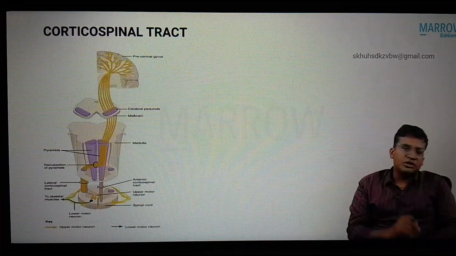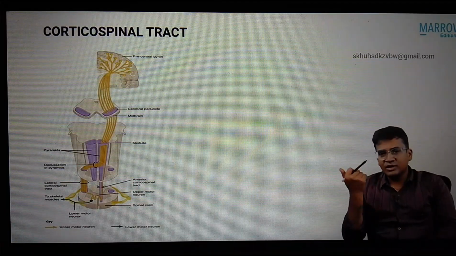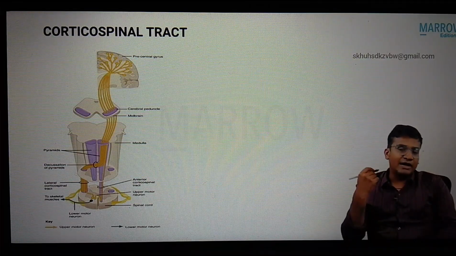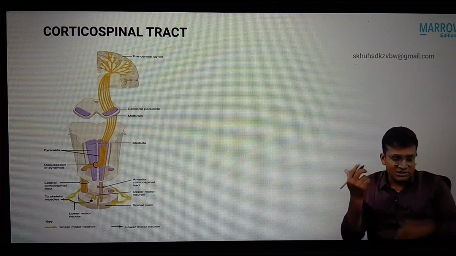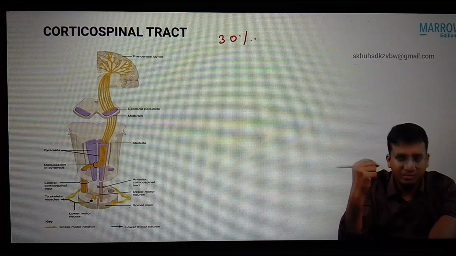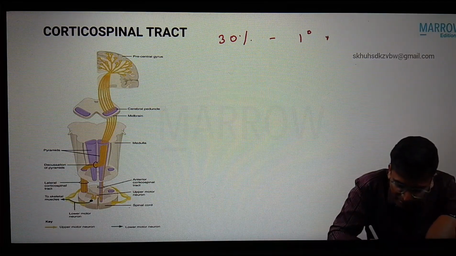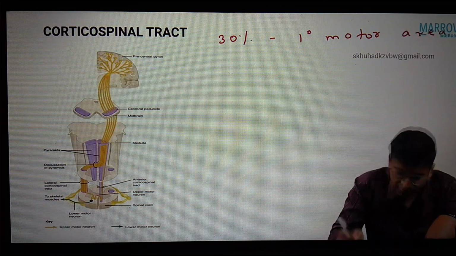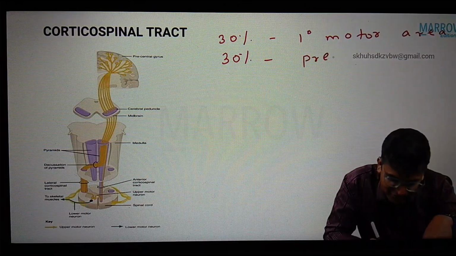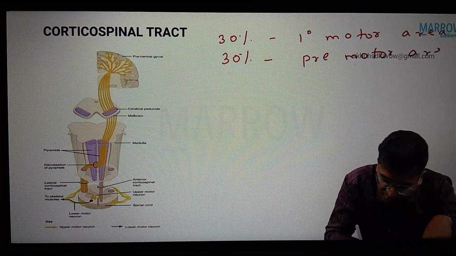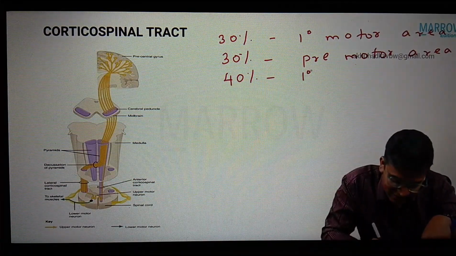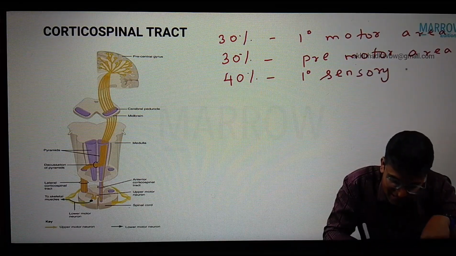Okay? Right. So now we're going to discuss the corticospinal tract and the corticonuclear tract. The pyramidal tract we will discuss. Regarding the origin, 30% of fibers of the pyramidal tract arise from the primary motor area. Another 30% of fibers arise from the premotor area, and the 40% of fibers of the pyramidal tract arise from the primary sensory area.